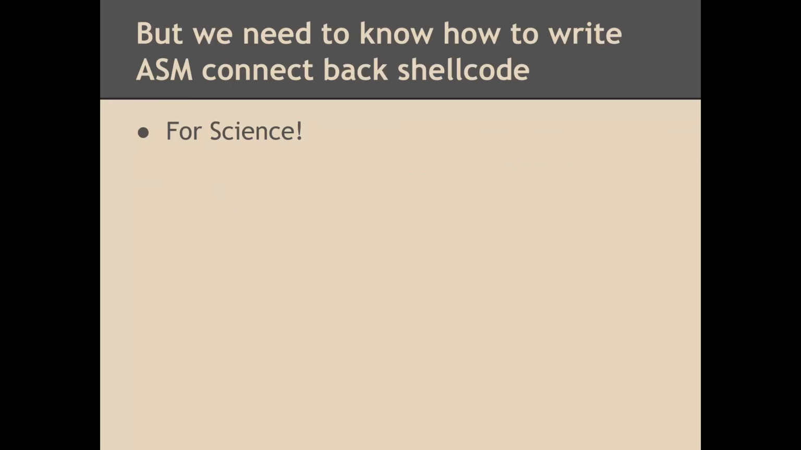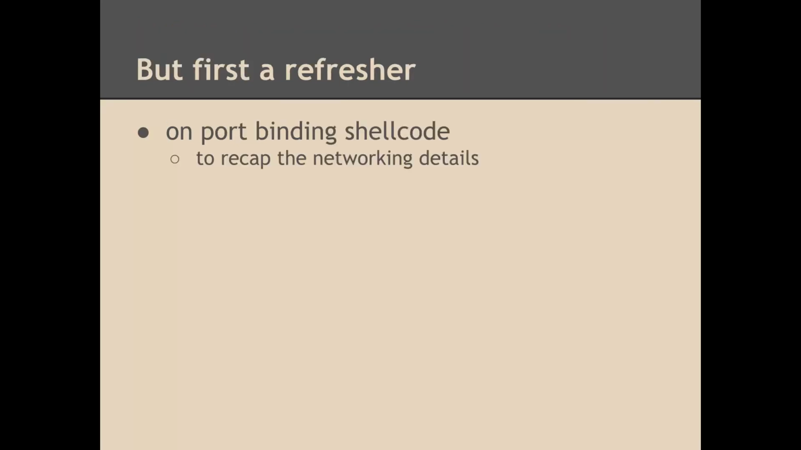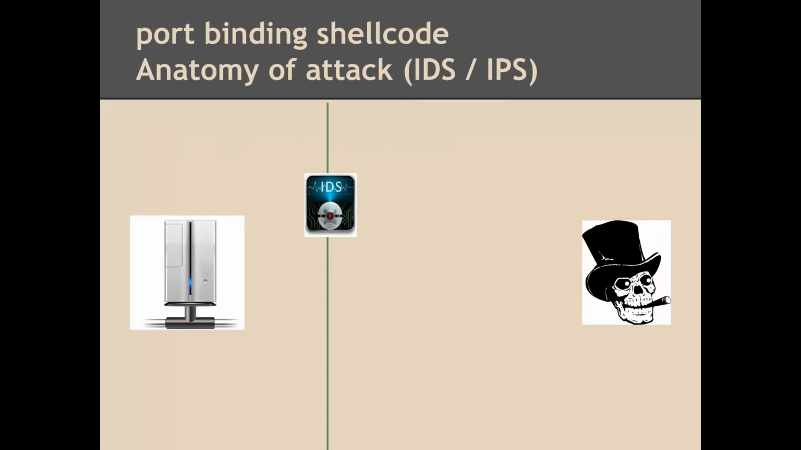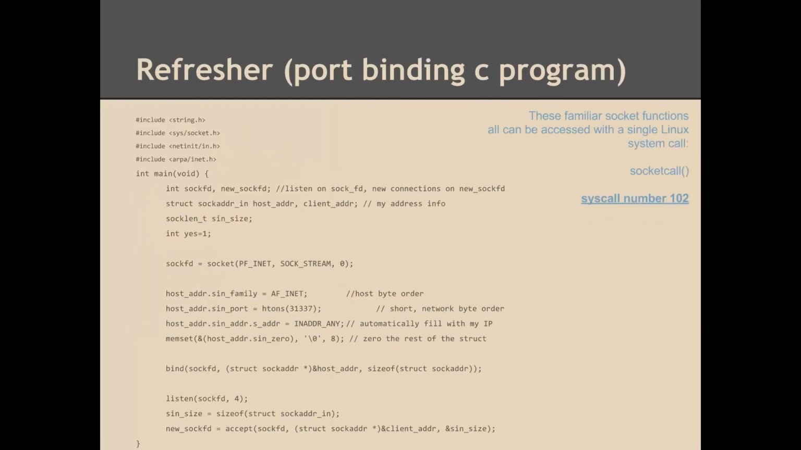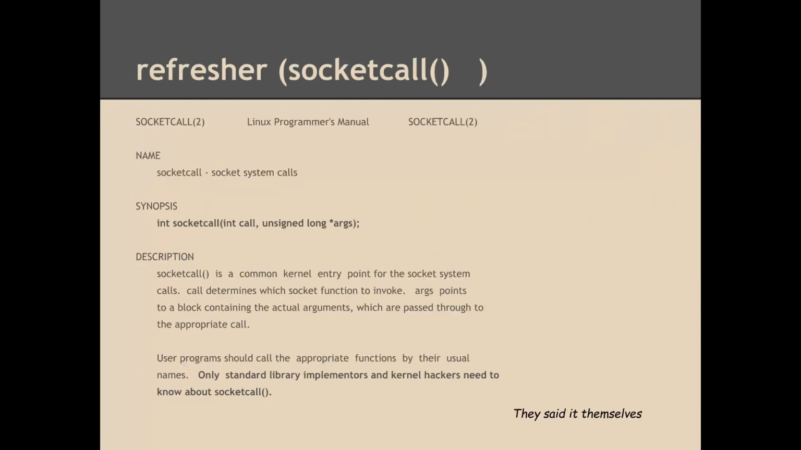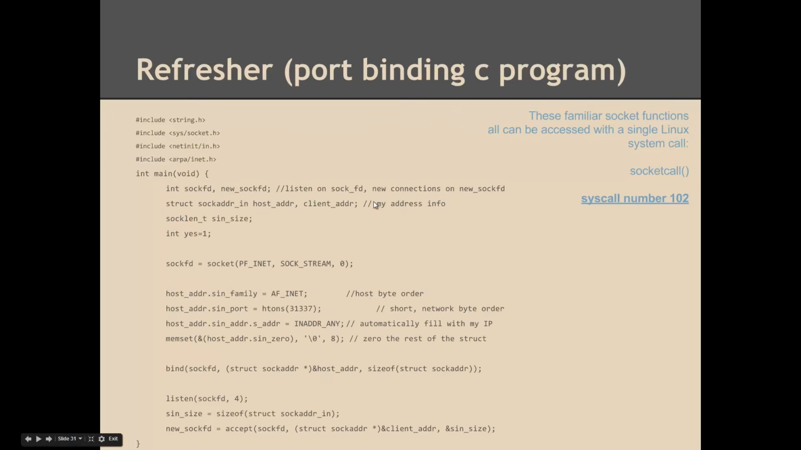We're going to explore how to write connect back shellcode, working from the previous port binding shellcode example that we had. We're going to first go over a refresher. This C code effectively binds a socket to an IP address and port, and then it listens for connections, and then handles them after accepting each connection.